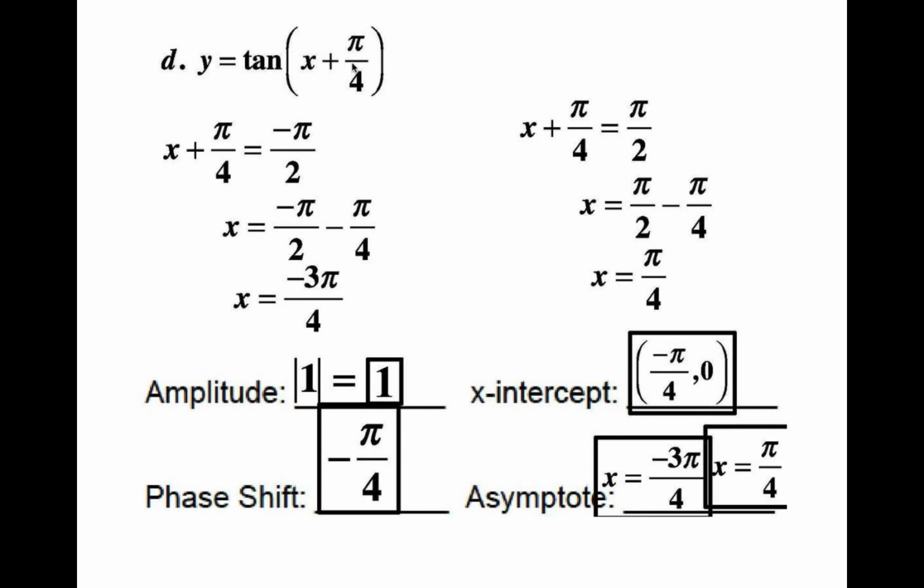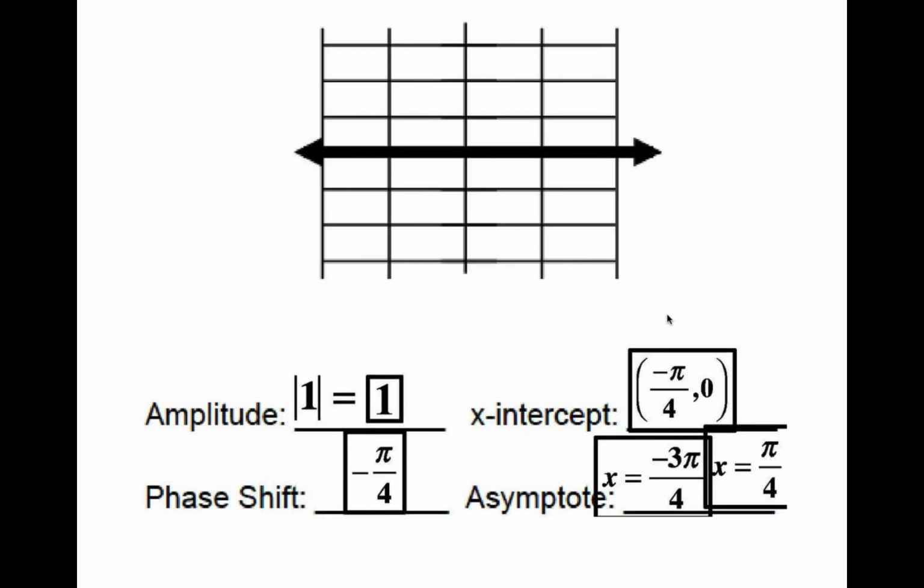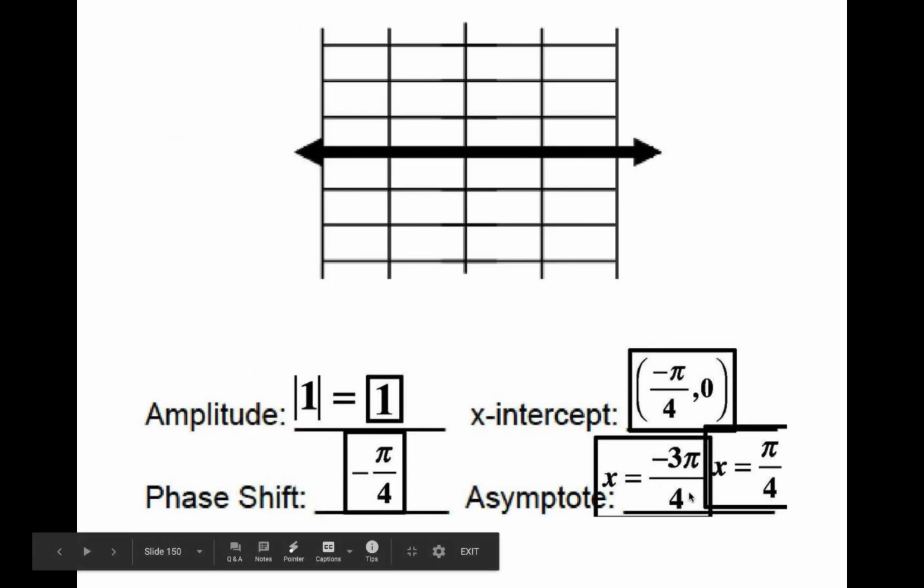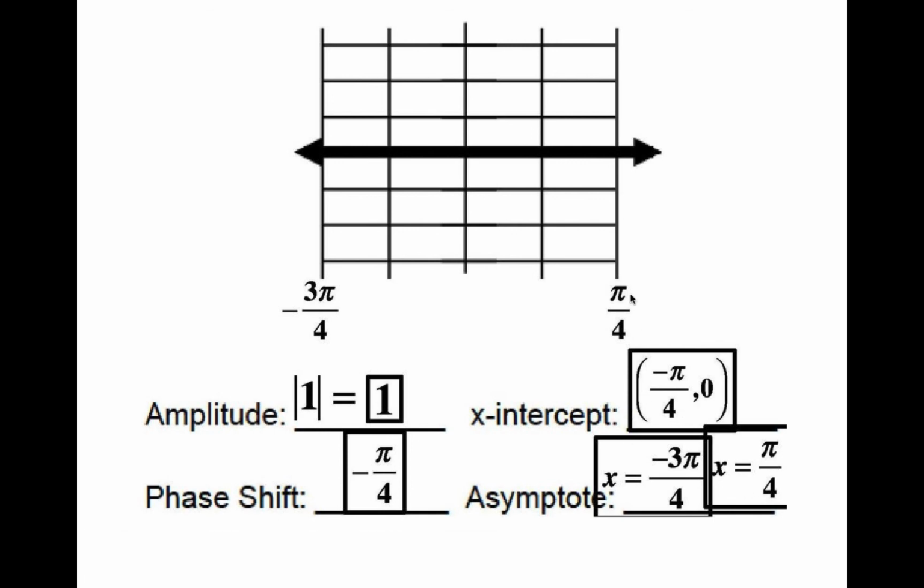Okay, you set the inside equal to negative pi over 2 and positive pi over 2. So you should be getting negative 3 pi over 4 and positive pi over 4. So then again, when we graph this, smallest number on the left, biggest asymptote on the right. And then we scale this. So when I add this up, I get negative 2 pi over 4, which reduces to negative pi over 2. Take half. I'm going to get negative pi over 4.